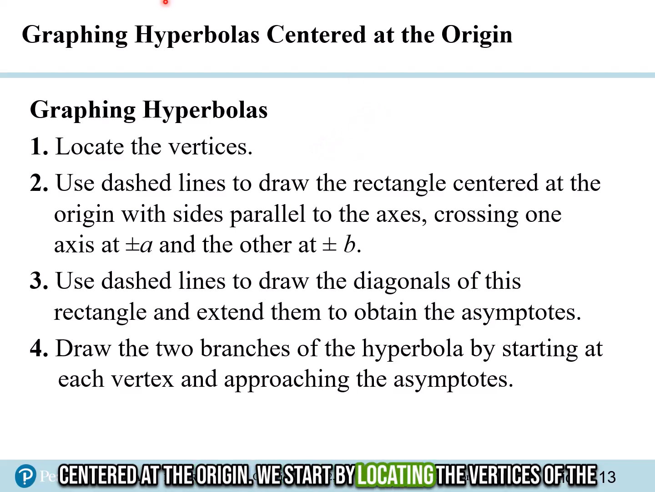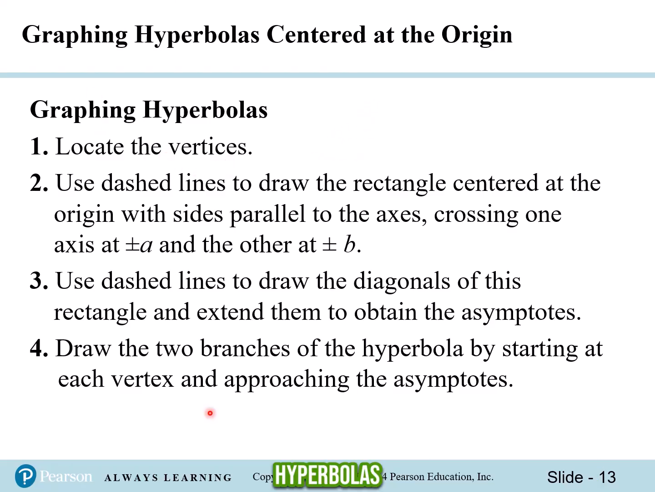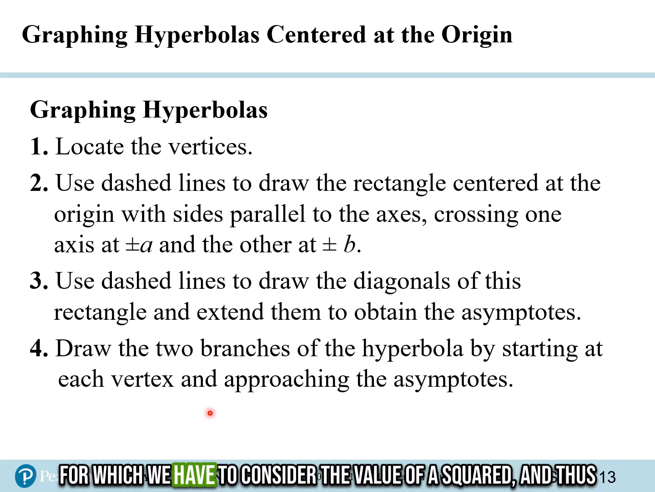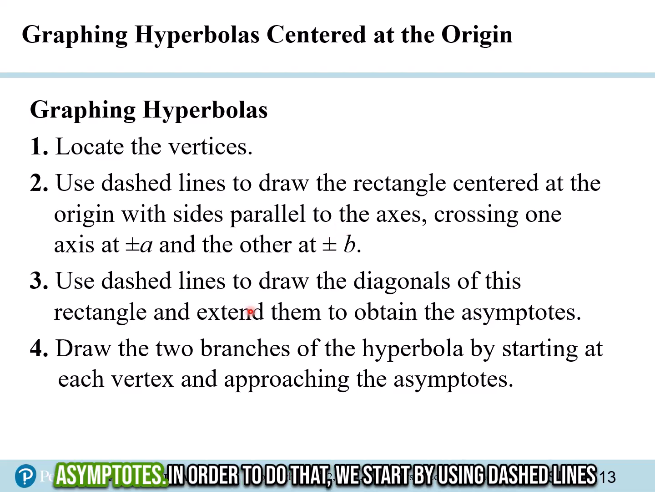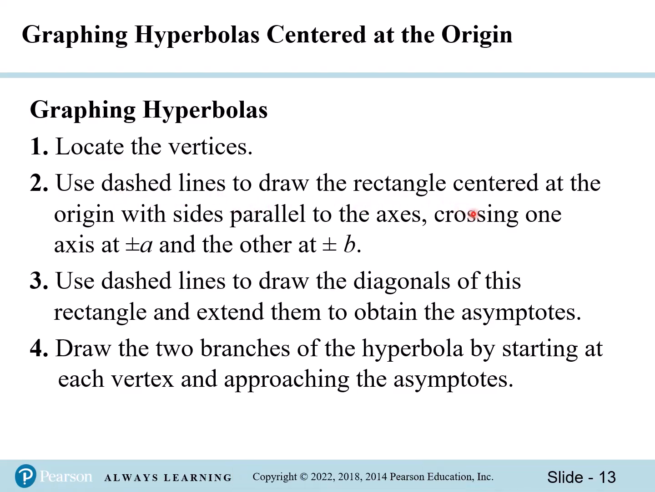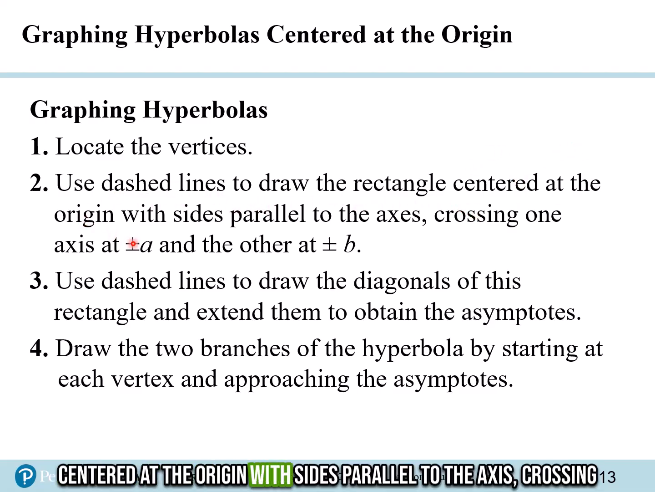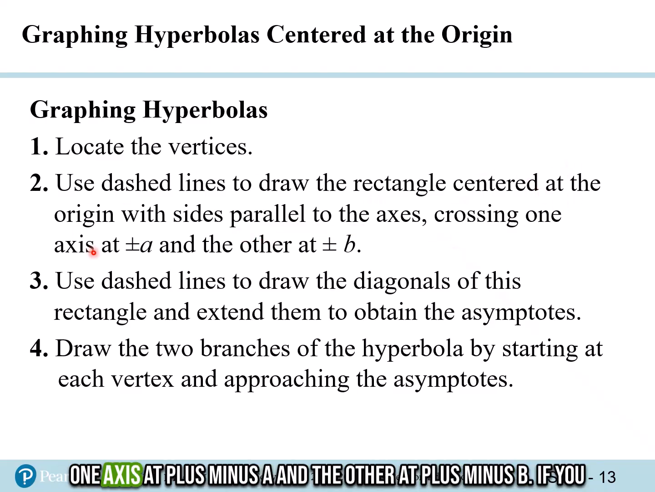We start by locating the vertices of the hyperbolas, for which we have to consider the value of a squared and thus obtain plus minus a. And then the next step is to draw the asymptotes. In order to do that, we start by using dashed lines to draw the rectangle centered at the origin with sides parallel to the axes, crossing one axis at plus minus a and the other at plus minus b.